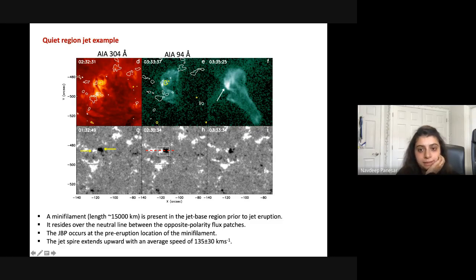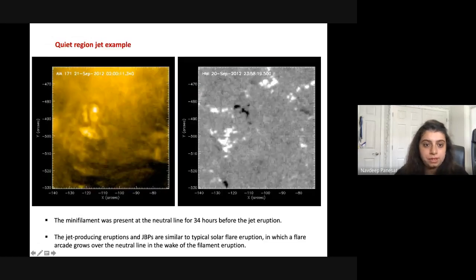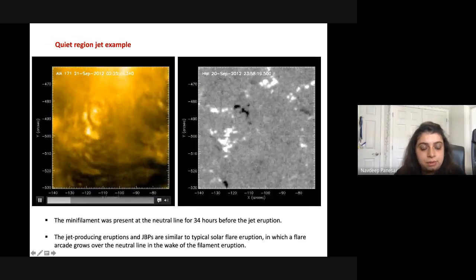And later the spire extends outwards. During the onset, we also observed some additional brightenings, these ones. They appear at the neighboring majority polarity flux patches. I will come to this point later in my talk. If you see the magnetic field environment, you can see that flux is decreasing with time. Okay, let me show you some movies for this jet example.